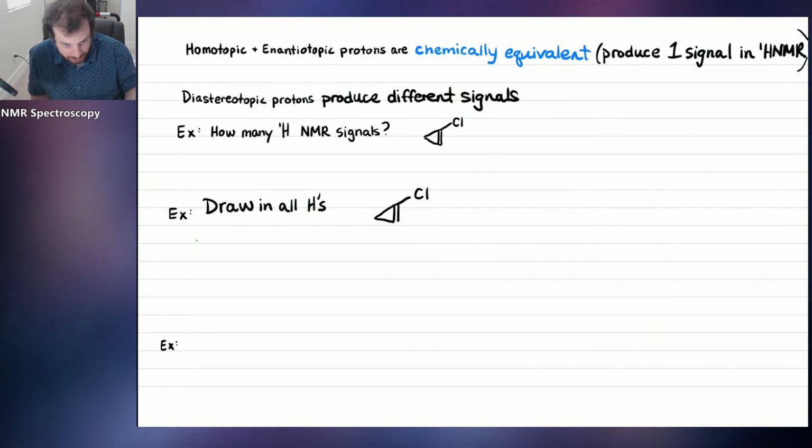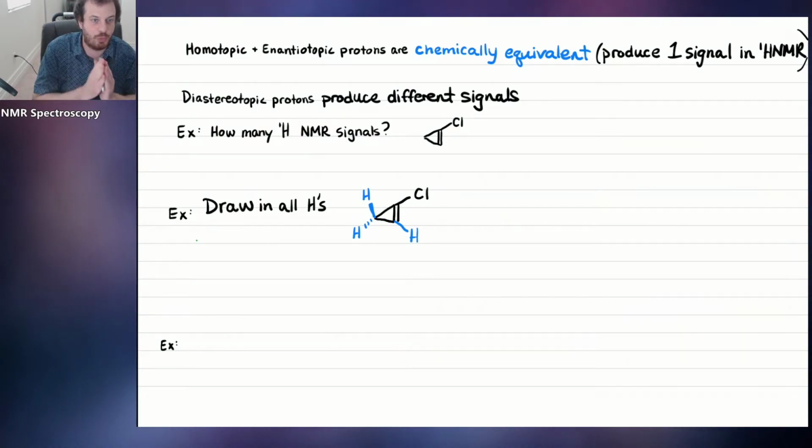Okay, and I'll draw them in blue. So we have an H here, an H here, and we have an H here. All right. So now let's figure out how many signals we're going to have. We can have as many as 3 signals because we have 3 hydrogens, but we can have as few as 1 signal if all the hydrogens are chemically equivalent.